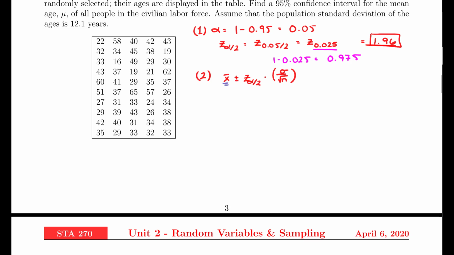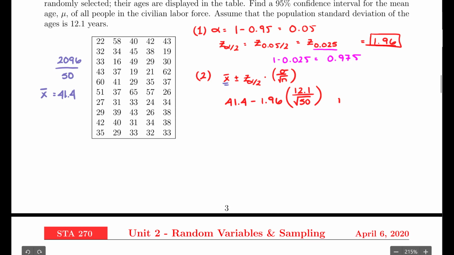I've gone ahead and added these values up. These total to 2,096. There are 50 values in the sample set. When we divide 2,096 by 50, we get 41.4. So there's our mean. That's our x bar for this set. So we come back over here to our calculations for step 2. x bar is 41.4 minus z sub alpha over 2, which we've calculated to be 1.96, times sigma, our population standard deviation, over the square root of our sample size, to 41.4 plus 1.96.